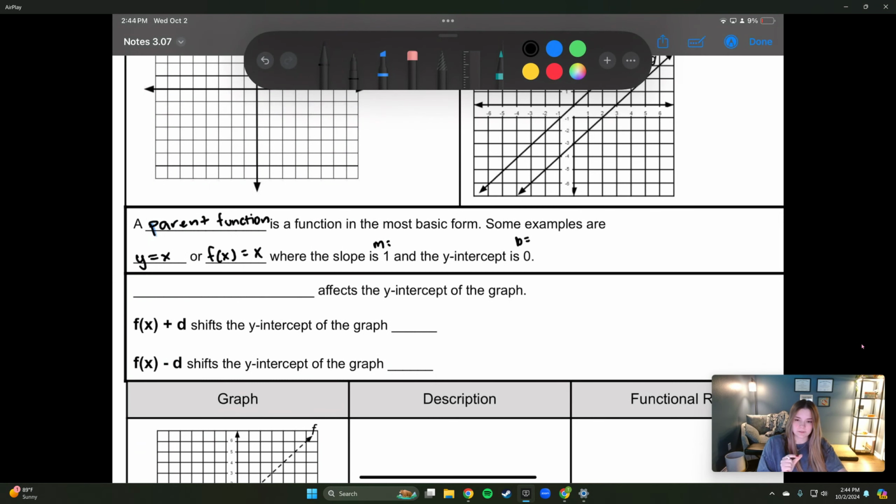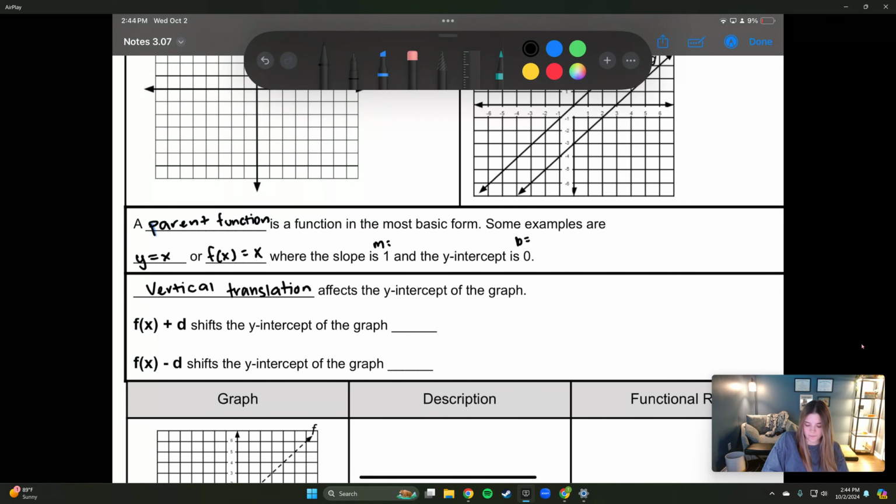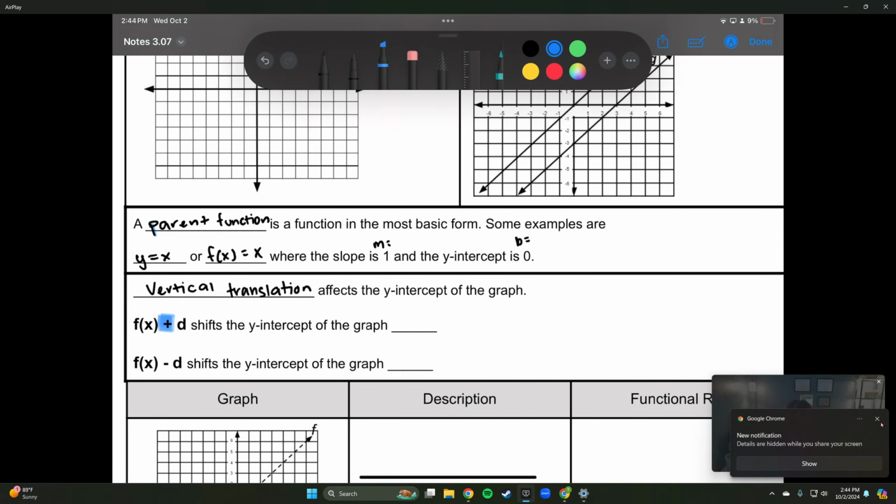Now, for this next little section, blank affects the y-intercept of the graph. We're going to be talking about a vertical translation, and if you remember, vertical is like this, up and down. A vertical translation affects the y-intercept of the graph. So it looks something like this, f of x plus d. Notice plus d shifts the y-intercept of the graph.